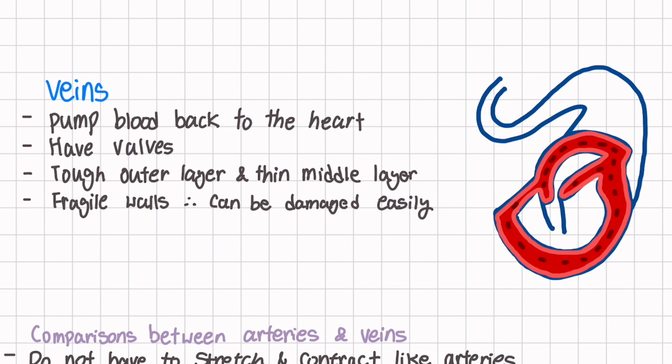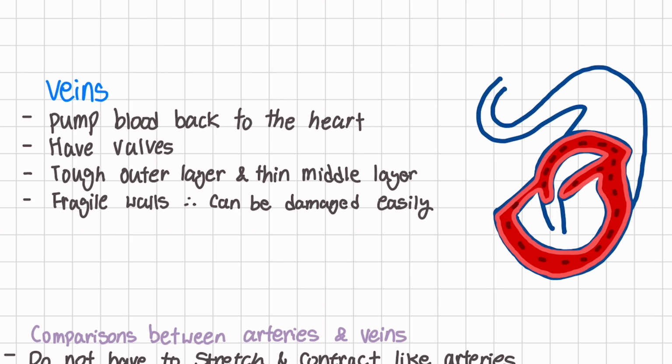Veins, unlike arteries, pump blood back to the heart from the rest of the body. And they also have valves, which stop the blood from flowing backwards. They need this because veins pump blood against gravity. Let's say there's some deoxygenated blood around your toes that needs to be pumped back to the heart. But obviously, we're going to be standing like this, so our toes are going to be here, while our heart is going to be here. So it needs to work against gravity.